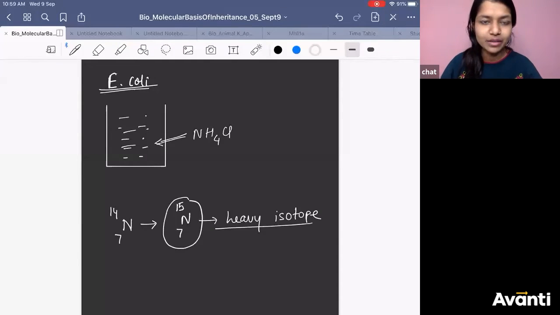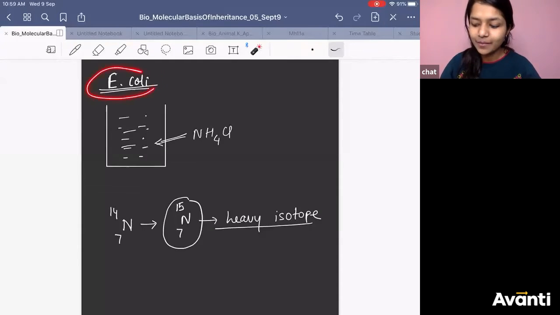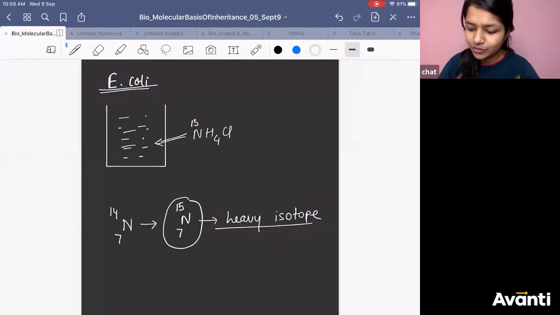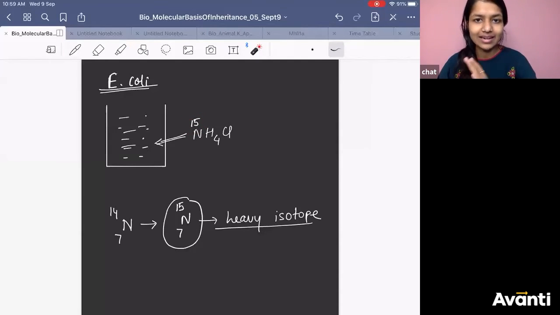So these people grew E. coli in heavy isotope medium, N15 medium. The solution was NH4Cl and the nitrogen had mass number 15. They grew it for several generations.